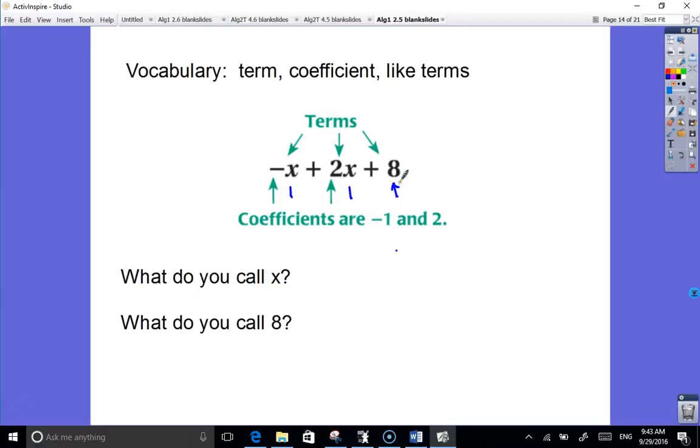Since there's no variable, you call that a constant term. Constant term. And what is x? x is a variable. So expressions are made up of variables, coefficients, constants, and operation signs. Notice that on the first one, since it says negative x, the coefficient is negative 1.